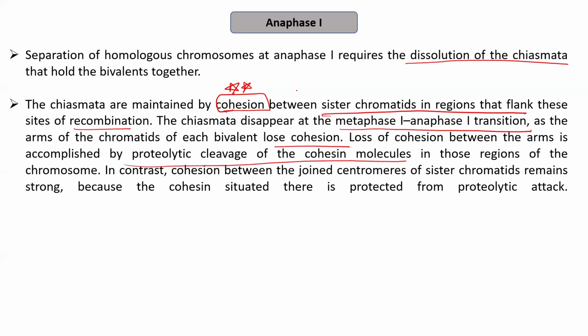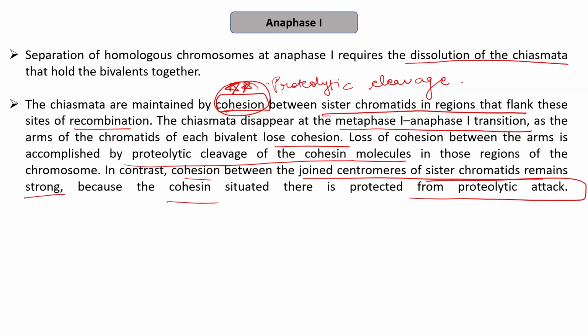So basically, the chiasmata dissolution happens by the dissolution of the cohesin protein, and it is a proteolytic cleavage, where the cleavage of the protein happens by enzymes, that is proteases. In contrast, cohesion between the joint centromeres of sister chromatids remains strong, because this cohesin is situated in sites that are protected from the proteolytic attack.